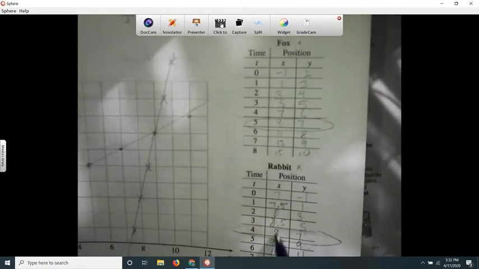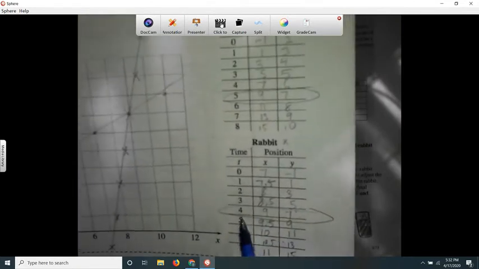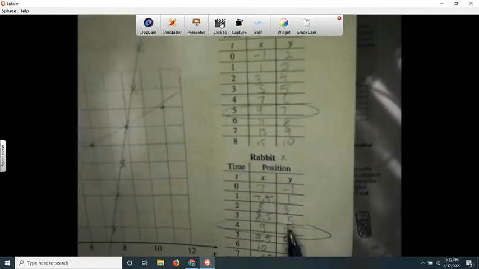So it says, does the fox catch the rabbit? So you might say it looks like the fox caught the rabbit because their graphs look like they met right there. But you have to watch out because this happened after 5 seconds. The fox was in that location after 5 seconds went by, but the rabbit was in that location after only 4 seconds went by. So in other words, the rabbit was right here 1 second before the fox was there. So the fox didn't catch the rabbit.